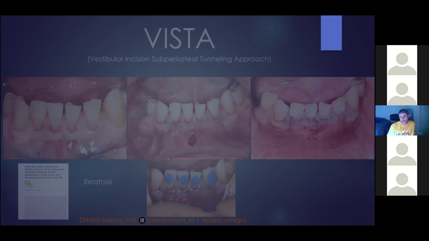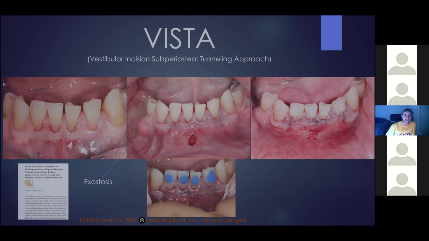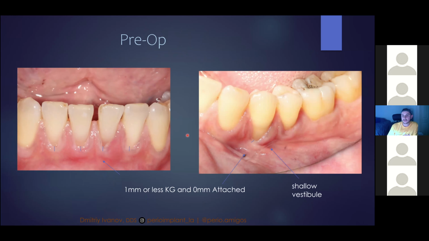Vista, also known as a vestibular incision subperiosteal tunneling approach. The procedure is a full thickness tunnel done through the incision right here, either at the midline or a location that's closest to the area you're treating. First step is basically to create, and let's look at every step of this procedure in a case form.